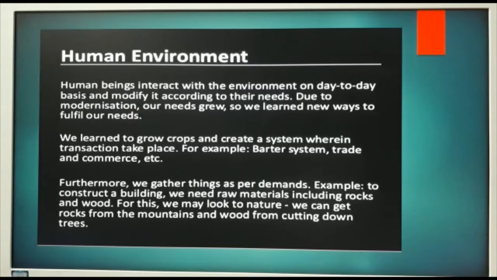Furthermore, we gather things as per demands. Example, to construct a building, we need raw materials including rocks and wood. For this, we may look to nature. We can get rocks from the mountains and wood from cutting down trees.